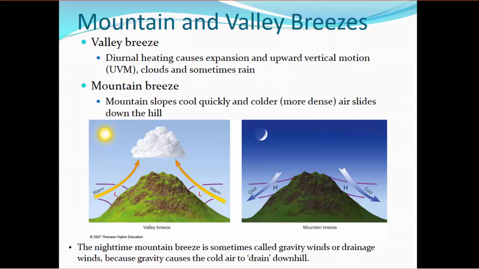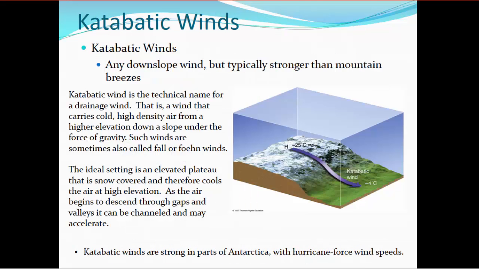Those nighttime mountain breezes are sometimes called gravity winds or drainage winds because gravity causes that cold air to drain downhill. A different type of gravity wind, also happening for the same reason, gravity pulling colder air downhill, and also at the mesoscale, is what's known as a katabatic wind. Katabatic, not too different from the word adiabatic. So a katabatic wind is a downslope wind, but it's going to be typically stronger than those mountain breezes. Those mountain breezes at night are fairly gentle, but the katabatic wind is quite a bit stronger.